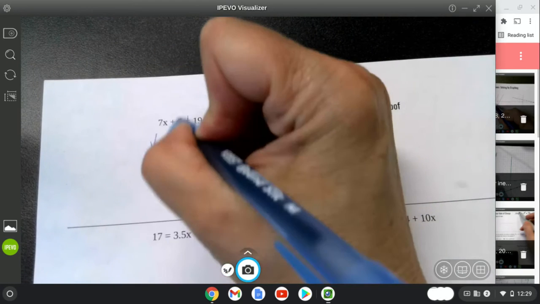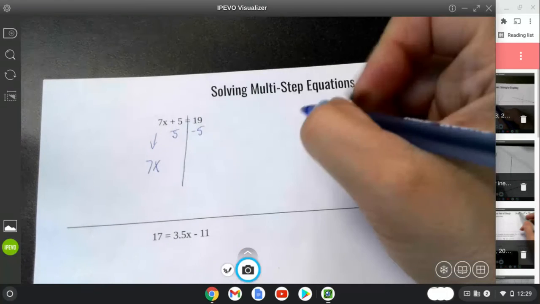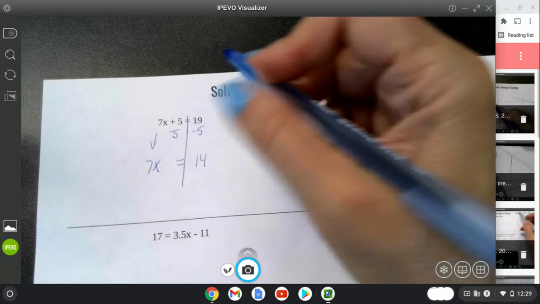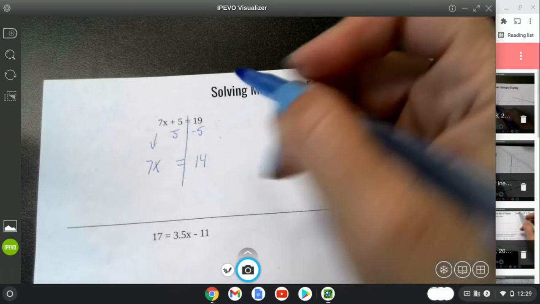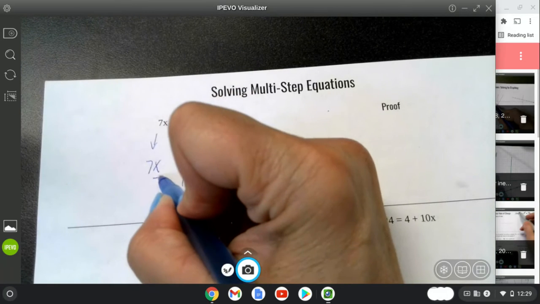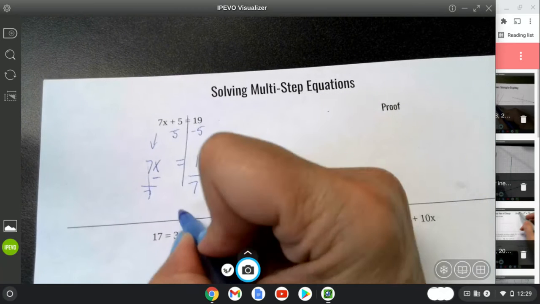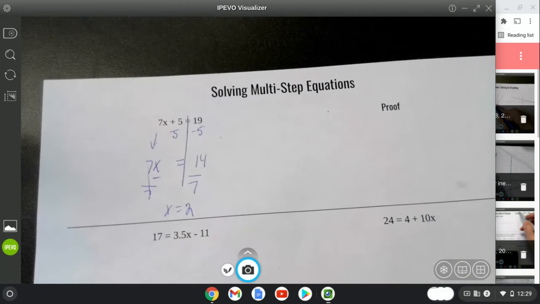So I'm going to bring down this 7x, and 5 minus 5 is 0. So 7x equals 14, because if I subtract 5 here, I have to subtract 5 over here. And I want to isolate the x, so I'm going to divide by 7. That cancels out, and x equals 2.